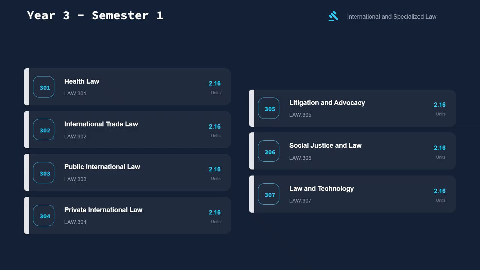Real-life example, the case of Cruzan versus Director, Missouri Department of Health, 1990, illustrates the tension between state interests and individual autonomy. Nancy Cruzan was in a persistent vegetative state, and her parents sought to withdraw life-sustaining treatment.